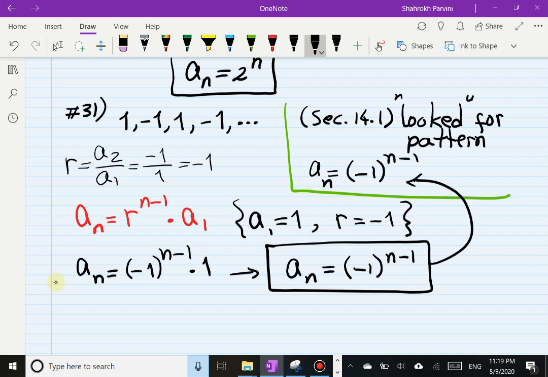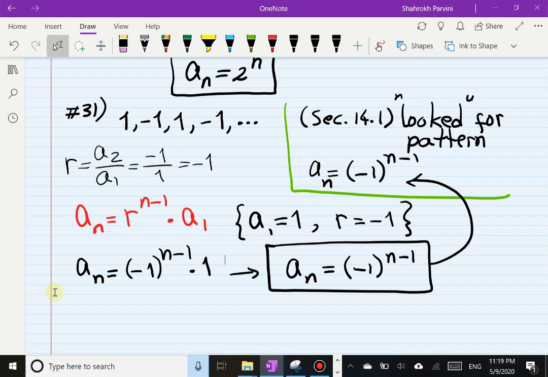Again, in section 14.1, we looked for the pattern and we pretty much guessed, correct? That's how we did it in that section, by guessing. In this section, we're actually using the fact that this is a geometric sequence, and we use the formula for the nth term. Okay, and we are done, not with the section, but within that segment.